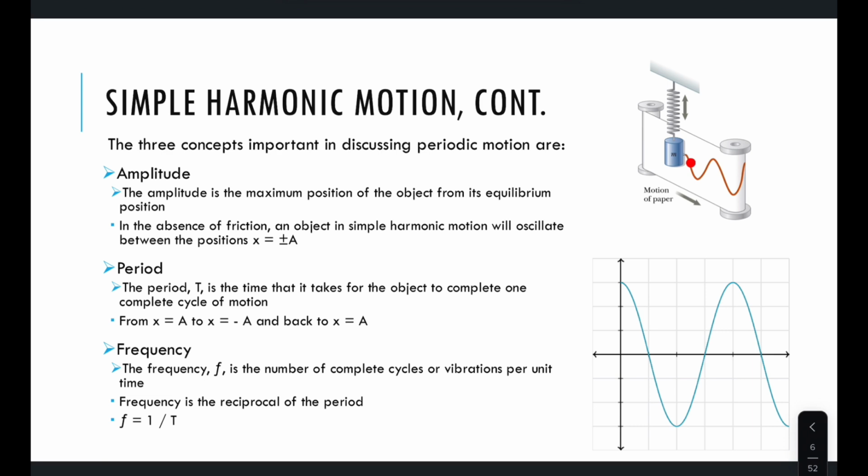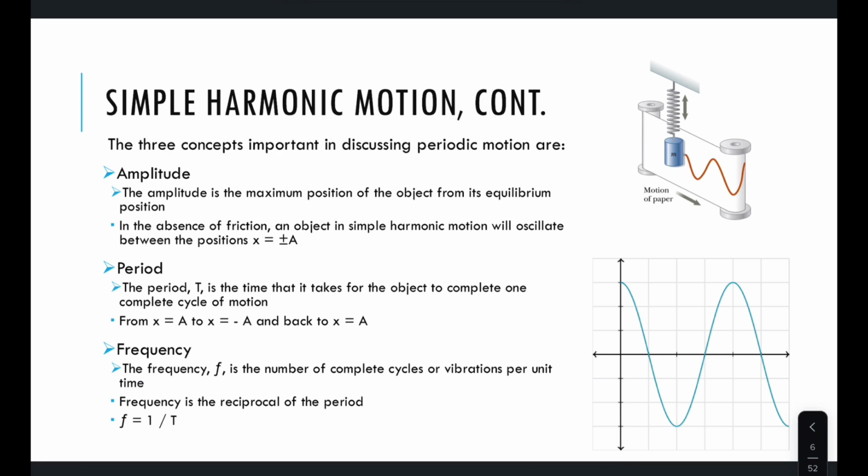So the three important characteristics or properties in simple harmonic motion are amplitude, period, and frequency. Basically, amplitude is the maximum displacement of our object from its equilibrium position. It could be positive, A, positive amplitude, if the displacement is towards the positive direction, or negative amplitude, representing displacement towards the negative direction. Period is the time taken to complete one vibration or revolution. And frequency tells us the number of complete cycles or vibrations per unit time.